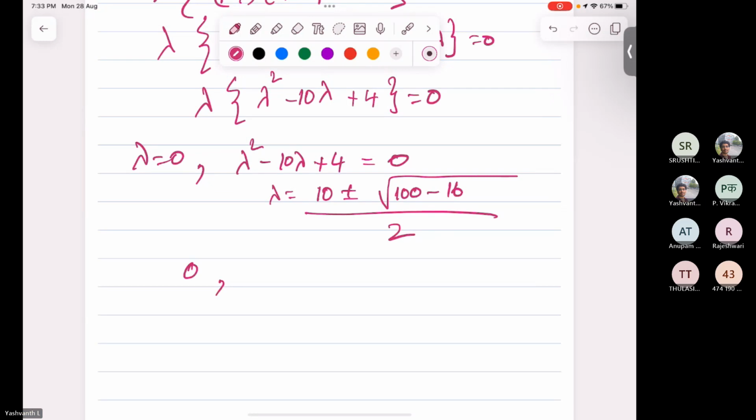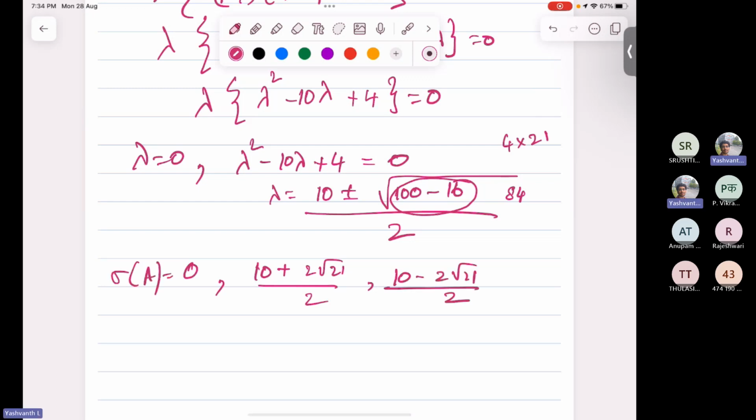0. So that's nothing but 84, right? 84 is like 4 times 21, so that is like 2 root 21. So 10 plus 2 root 21 by 2 and 10 minus 2 root 21 by 2.